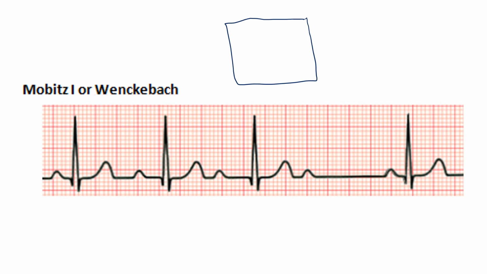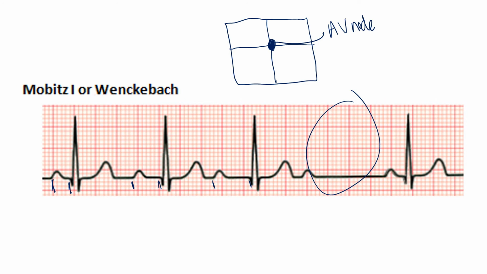I'm going to do a square to keep it simple so I don't butcher this too bad. So remember, in a Mobitz type 1 or Wenckebach block, you have progressively increasing PR intervals, which is right here, and it gets bigger and bigger until eventually you have a dropped beat, and the dropped beat is right here. So in this situation, in a Mobitz type 1 or Wenckebach AV block, the problem lies in the AV node. The problem is in the AV node.